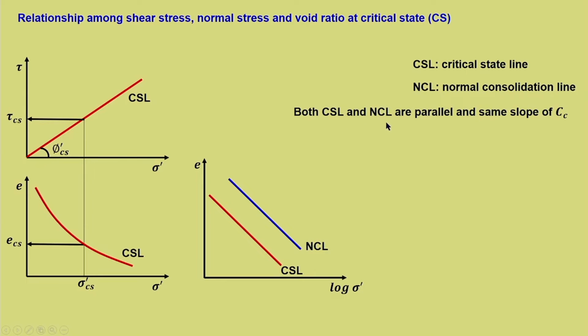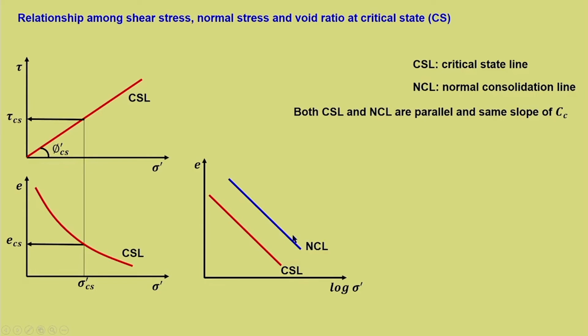One is the critical state line, the other is the normal consolidation line. Both CSL and NCL are parallel and with the same slope, the compression index Cc, because this is nothing but e versus log sigma dash which we have seen during consolidation, and we know that the slope of this is going to be the compression index Cc. Now, when we discuss the next one, that is q, p dash and v, then the slope will change. That is the only difference, but the concept remains the same. So, the slope is Cc for both CSL and NCL.